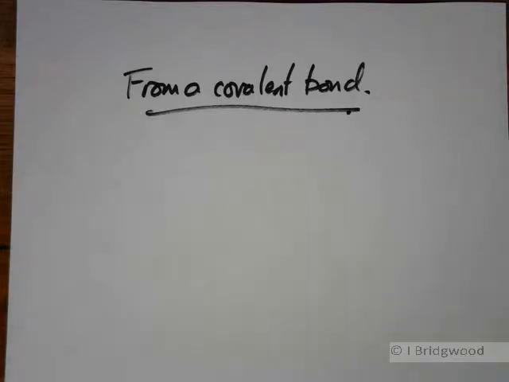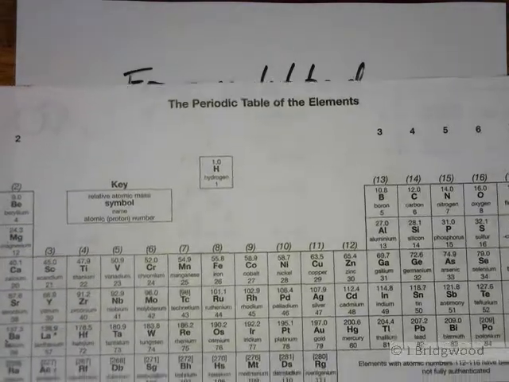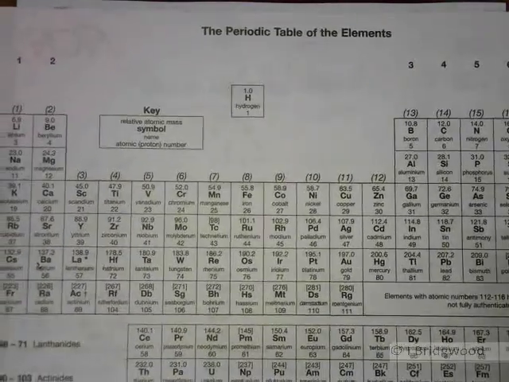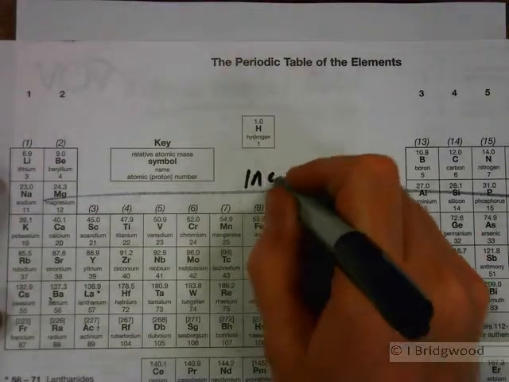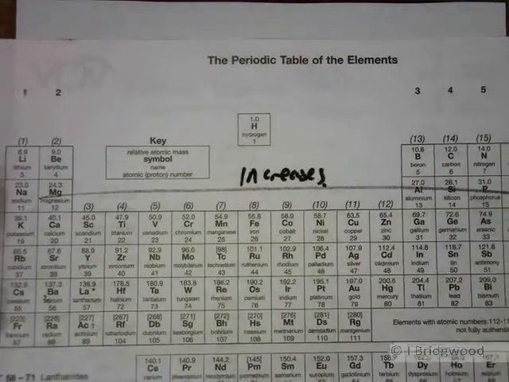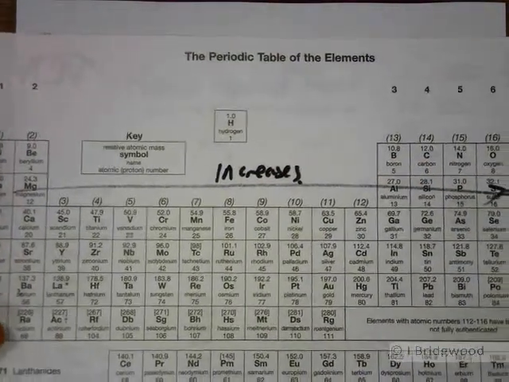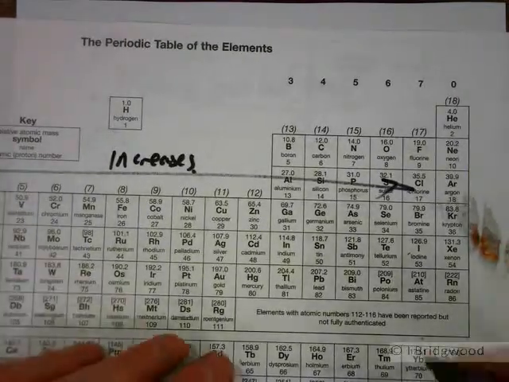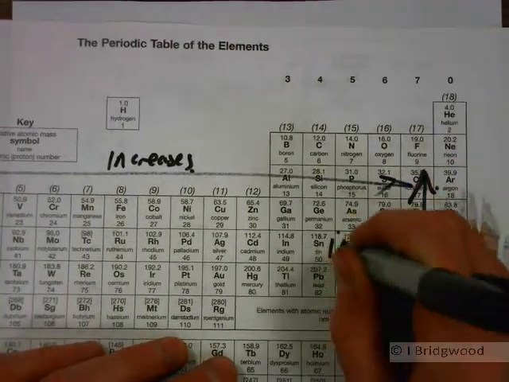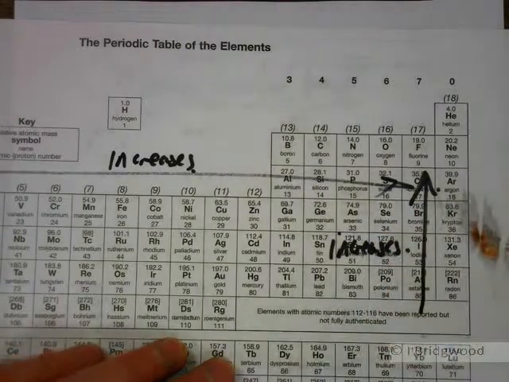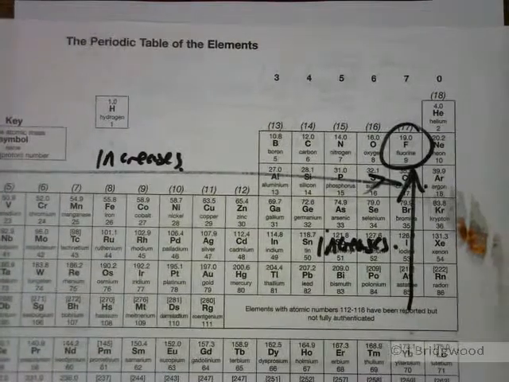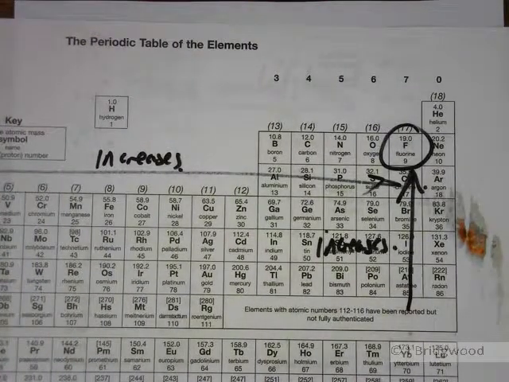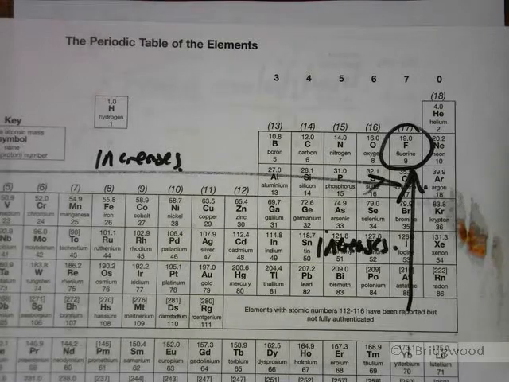Now, the trends in electronegativity. What you find, looking at a reasonable periodic table, is that electronegativity increases across the period in the periodic table, and it increases up the periodic table. So therefore, fluorine tends to be described as the most electronegative element in the periodic table.